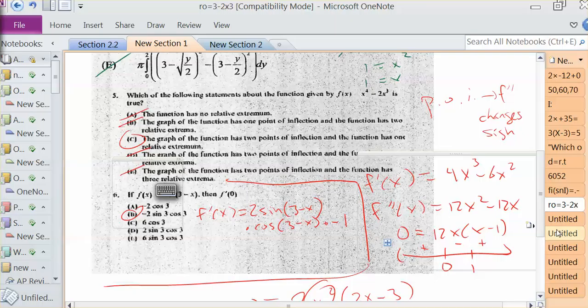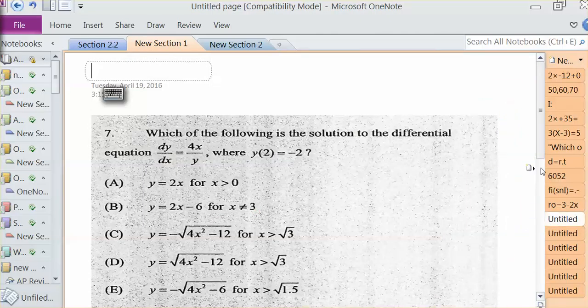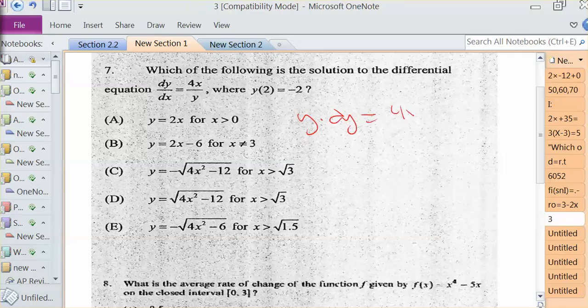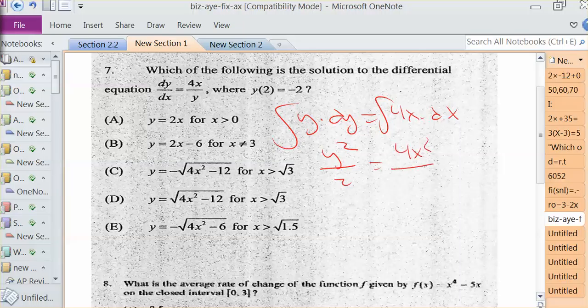Okay, trucking along here. 7 is going to involve a differential equation. Fortunately, this doesn't have any ln's, so y times dy, 4x times dx, y squared over 2 when you integrate, 4x squared over 2 when you integrate, plus c. I know that we're going to have to do square rooting to get y by itself. So a and b are out.